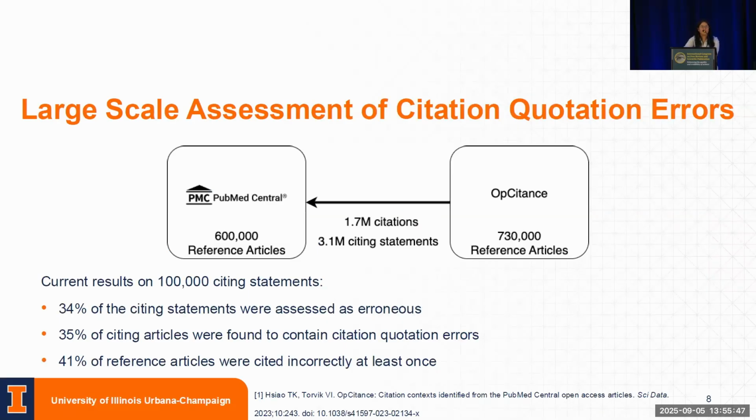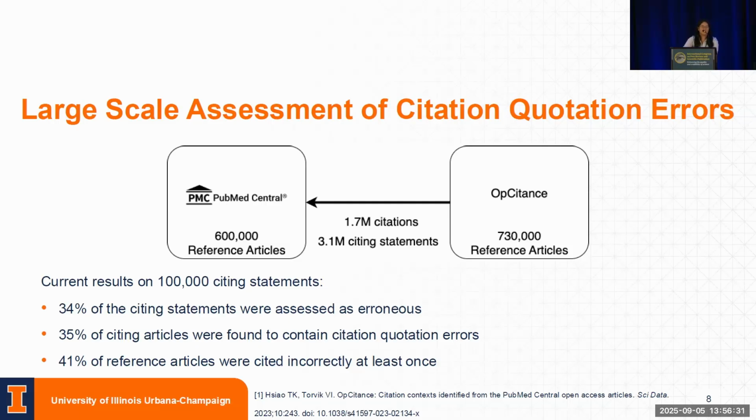So now with that, we are also moving on to the next step of our long-term goal, which is large-scale assessment of citation quotation errors. We are trying to assess the citation quotations in about 600,000 reference articles, and these reference articles are cited by 730,000 citing articles. We took the citing statements from an openly available data set called OpCitance. Between these reference and citing articles, there are 1.7 million pairs, and there are 3.1 million citing statements. So far, we've only gotten through 100,000 of these citing statements.